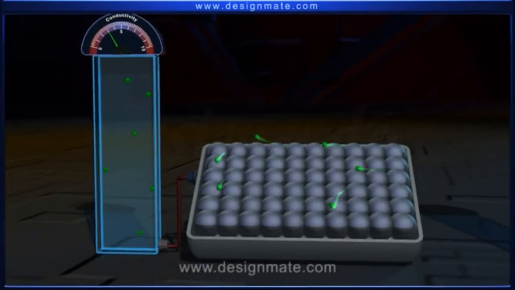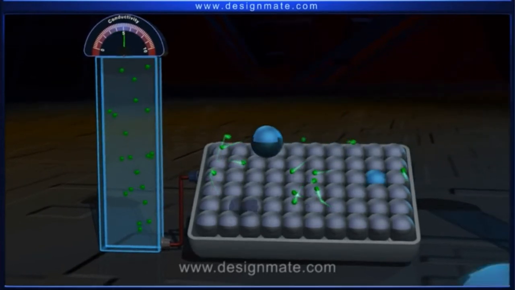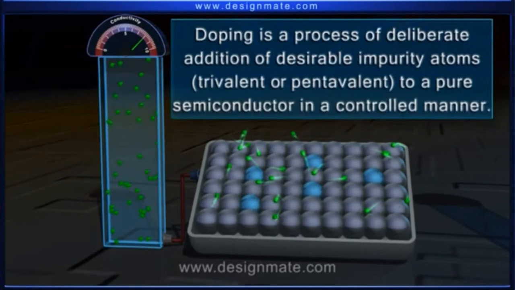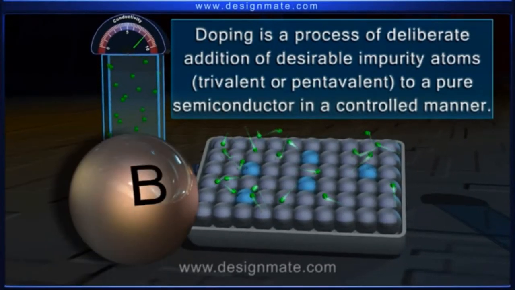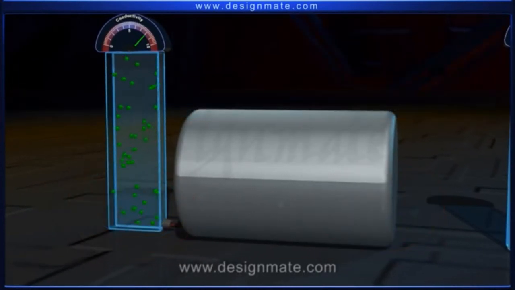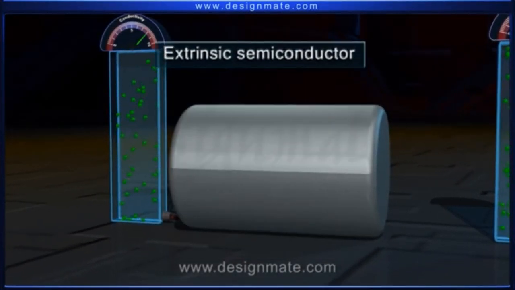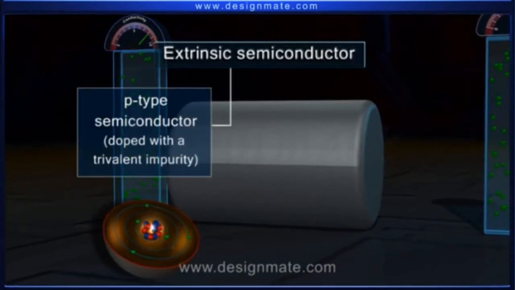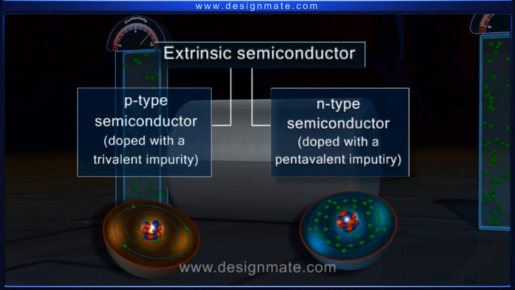Electrical conductivity of a semiconductor can be increased to a great extent by increasing the number of free electrons or holes in it. This is achieved by a process called doping. Doping is a process of deliberate addition of desirable impurity atoms, trivalent or pentavalent, to a pure semiconductor in a controlled manner. A doped semiconductor is called an extrinsic semiconductor. They are of two types. 1. P-type semiconductor, doped with a trivalent impurity. 2. N-type semiconductor, doped with a pentavalent impurity.